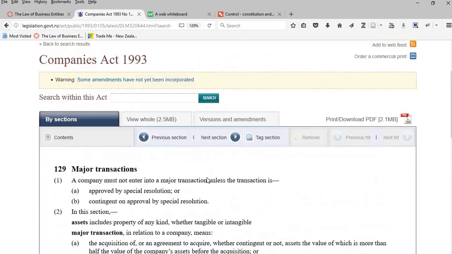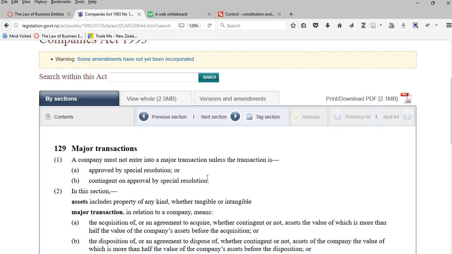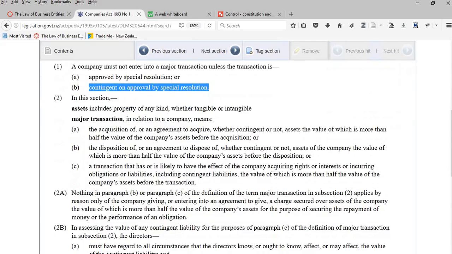If that's the case, the directors have an obligation to refer this to shareholders, and the shareholders get to vote. And you can see they have to vote by special resolution. However, the company must not enter the transaction unless we have the special resolution, or it's contingent on approval by special resolution. So a company might enter a contract, and the terms of the contract will say this contract is not binding on the company unless and until the shareholders of the company have, by special resolution, passed a confirmation of this contract. If that's done, not a problem.